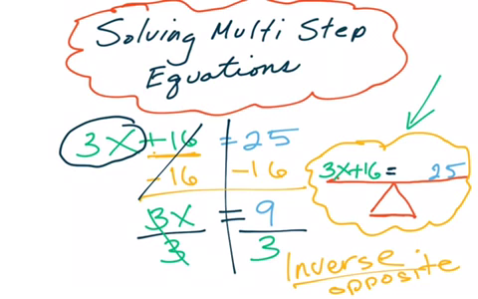3 divided by 3 is 1, so that cancels. And I'm left with x = 3.